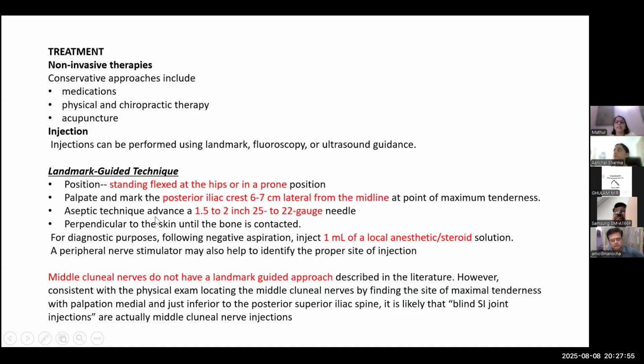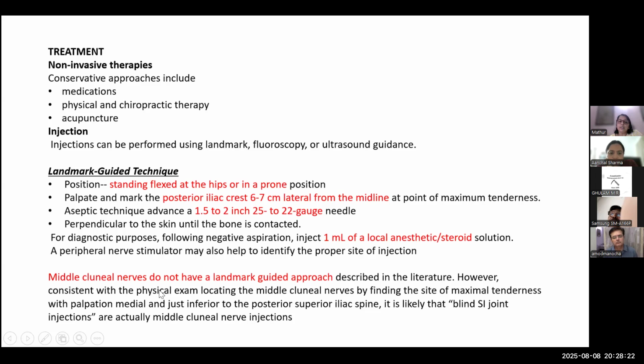Using aseptic technique, you advance a needle of 1.5 to 2 inches, around 25 to 22 gauge, perpendicular to the skin till you contact the bone. For diagnostic purposes, you do a negative aspiration and inject around 1 ml of the local anesthetic or steroid. Or even a peripheral nerve stimulator can be used to identify the proper site of injection.